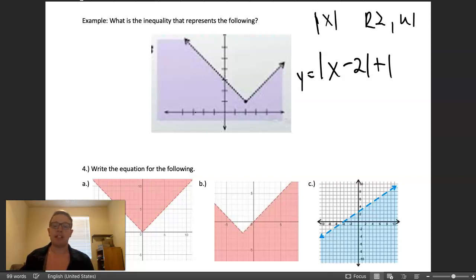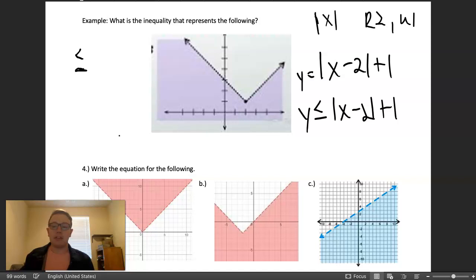But now we have to include this shaded region. For starters, it looks like this line is solid, meaning that we know there's going to be an equal sign here. But what about the shading? Is it above or below? On this one, we're underneath it, right? We're looking at everything smaller than this function. All the values are less than this function, meaning that we're going to have a less than sign. And that's all we need. We have our equation. We know that we're going to be equal to, and we know that we're going to be less than. And now we can just combine this all together to get y is less than or equal to the absolute value of x minus 2 plus 1.